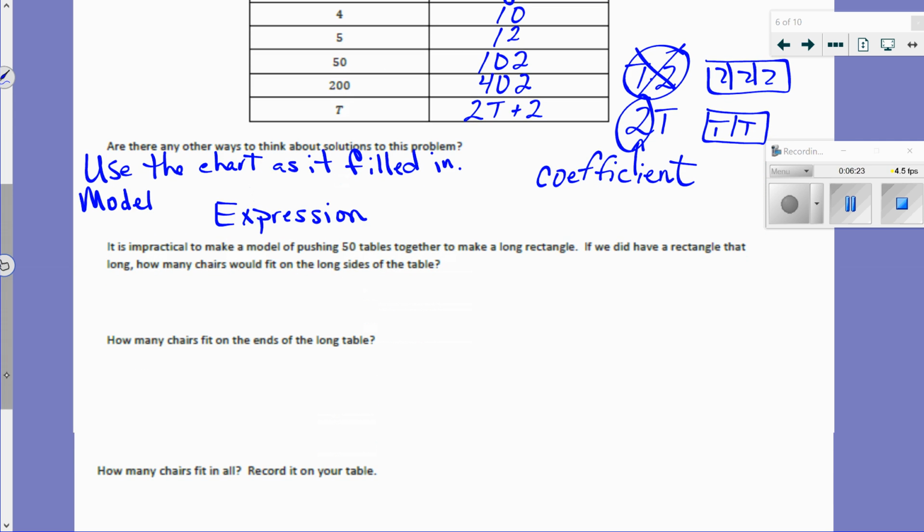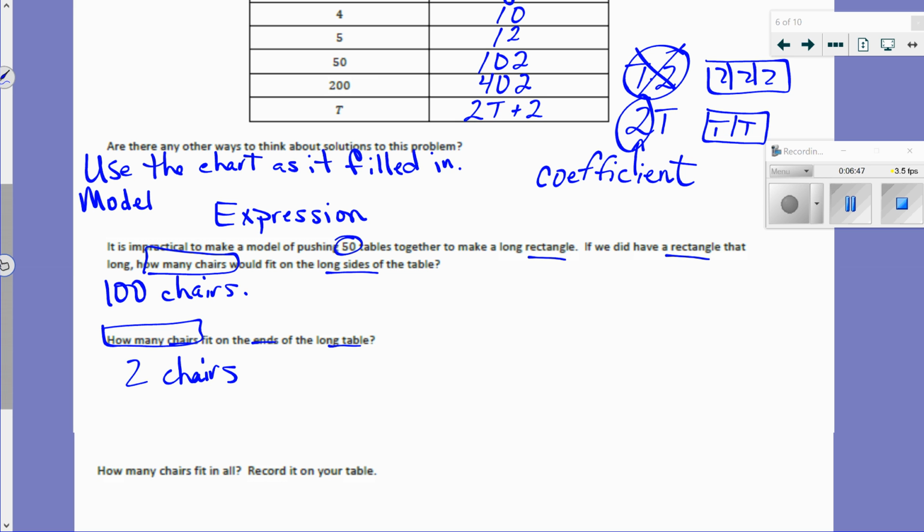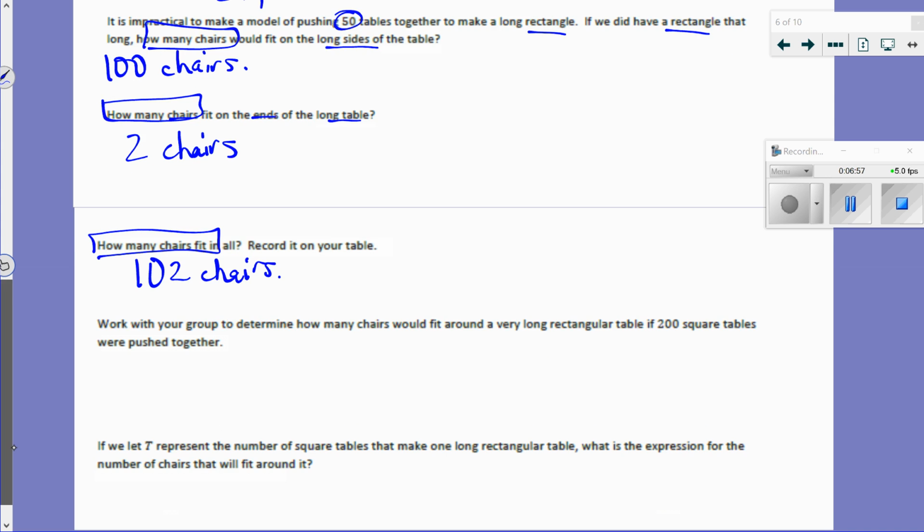It's impractical to make a model of putting 50 tables together to make a long rectangle. If we did have a rectangle that long, how many chairs would fit on the long sides of the table? 100 chairs. Okay? How many chairs would fit on the ends of the long table? 2 chairs. So how many chairs fit in all? 102 chairs. And then that's where I said you could use that to help you out if you were struggling.